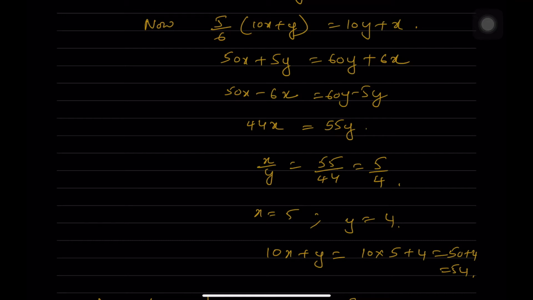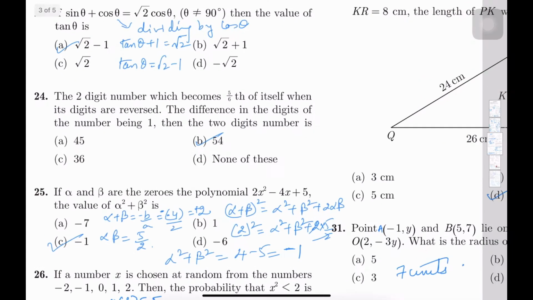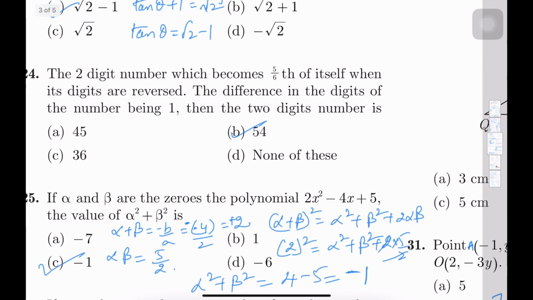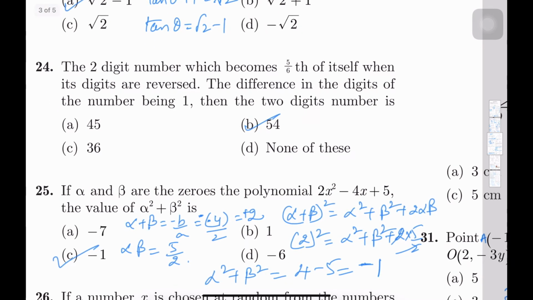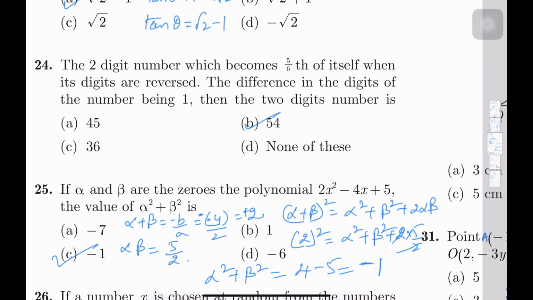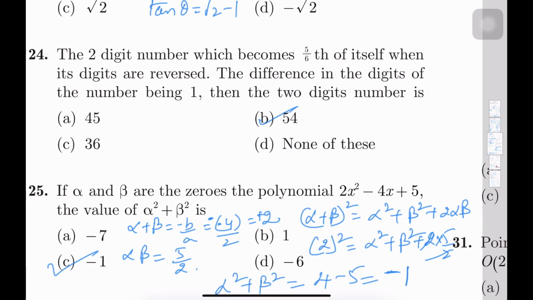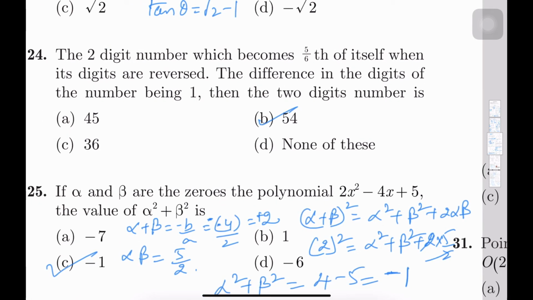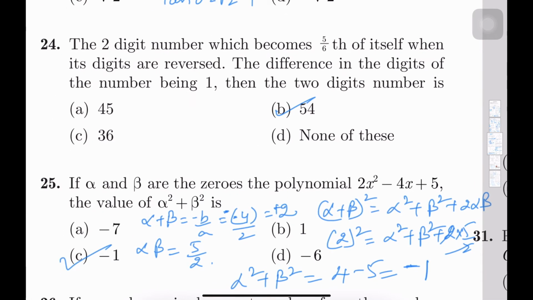Okay. So now going back into this 24th problem. The difference between the digits is also 1, it seems. So 54 you are getting. Therefore, we took only one condition and we solved from that. So you are getting 54 as the answer.